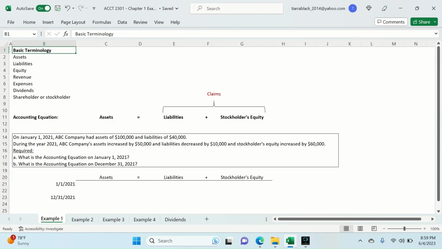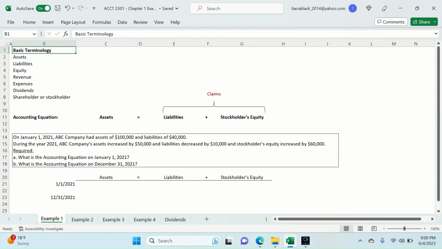Revenue is what a business earns when they sell goods or provide services, depending on what the business model of the company is. Expenses are the cost of doing business for a company. These typically have to be paid back by a specific period of time, so it could be every month, every quarter, every year. Dividends are amounts from profits distributed to the owners. And then lastly, we have a shareholder or a stockholder, and these are owners of a company or a corporation.